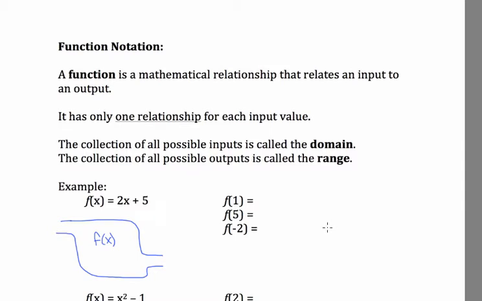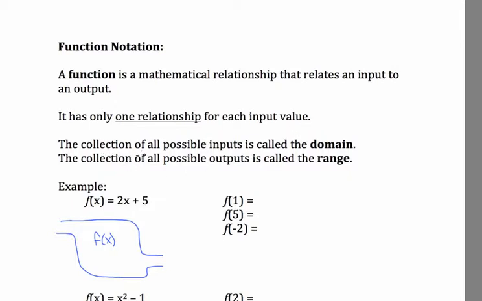Function notation. A function is a mathematical relationship that relates an input to an output. There are more restrictions to a function. We'll talk about some of them here. You'll study functions more in a later class. A function has only one relationship for each input value. I'll talk about that more later.